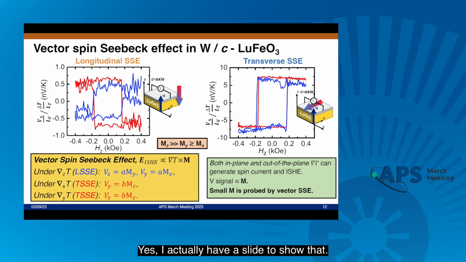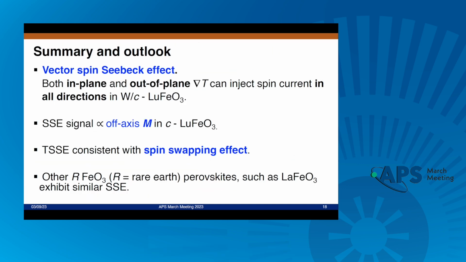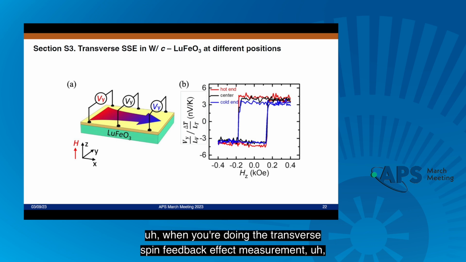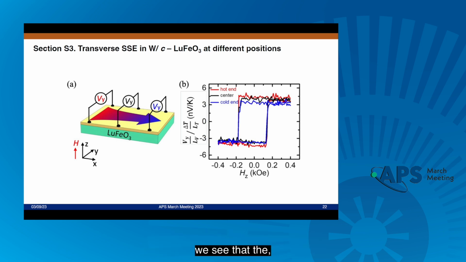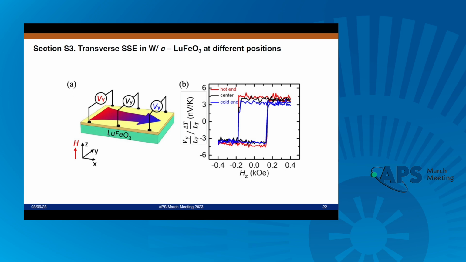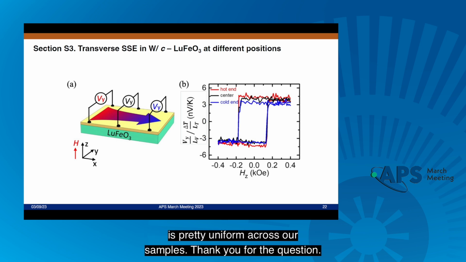Yes, I actually have a slide to show that. If you move around the voltage probe when you're doing the transverse spin Seebeck effect measurement, we see that the thermal voltage we observed largely remains unchanged, and that's a way of proving that the temperature gradient that we applied in plane is pretty uniform across our samples. Thank you for the question.